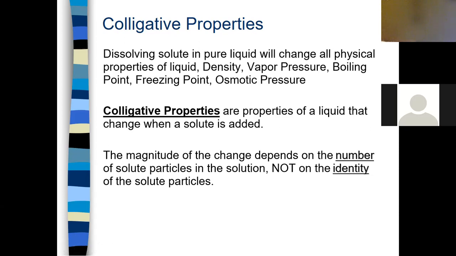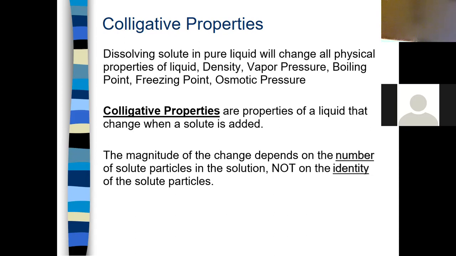But the magnitude, the amount of change that you see, this is the most important part of the description. It depends not on the identity of the solute. So it doesn't matter what solute you add, but what does matter is how many solute particles end up in the solution. All right. So for example, sodium chloride has a sodium ion and a chloride ion.